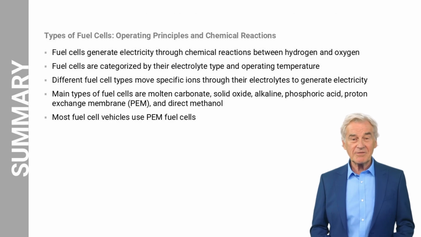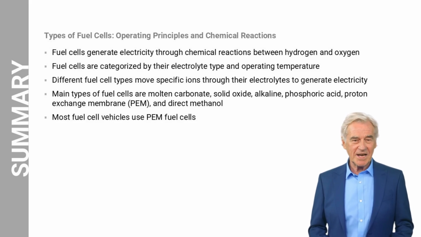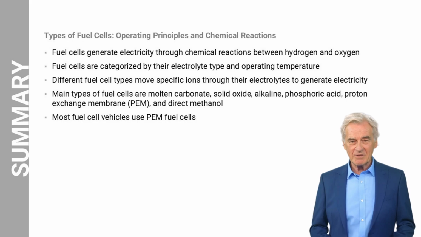Let's look at the summary for our lesson, Types of Fuel Cells, Operating Principles, and Chemical Reactions. Fuel cells generate electricity by combining hydrogen and oxygen in a chemical reaction instead of burning fuel. They continue to produce electricity as long as they receive hydrogen and oxygen. The main types of fuel cells include molten carbonate, solid oxide, alkaline, phosphoric acid, proton exchange membrane, and direct methanol.